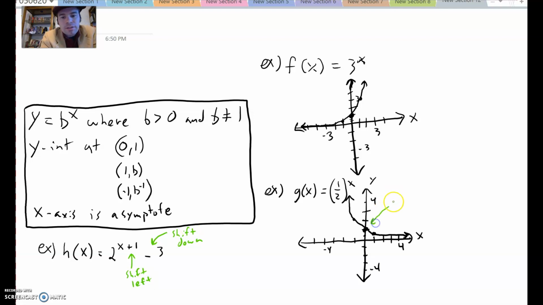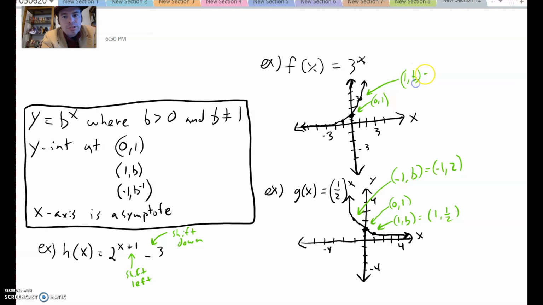Just to keep that in mind, let's go ahead and label this. There's 0, 1. Here's 1, b, which is 1, 1/2. There is -1, b inverse, which is -1, 2. There is 1, b, which is 1, 3. And here is negative 1, b inverse, which is negative 1, 1/3.